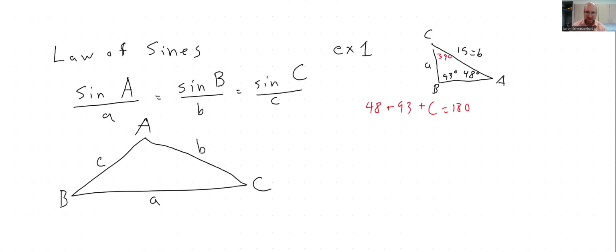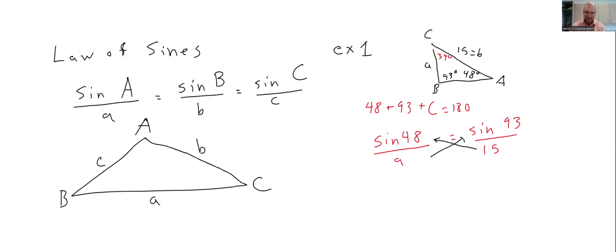So I'm looking for little a. I know that sine of 48 over little a equals sine of 93 over b. So I'm using sine A over a, sine B over b. B is 15. I know that one. Anytime I have a proportion like this with an equal sign between them, this only works with the equal sign in the middle, I can cross multiply.